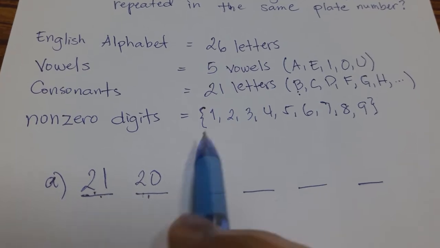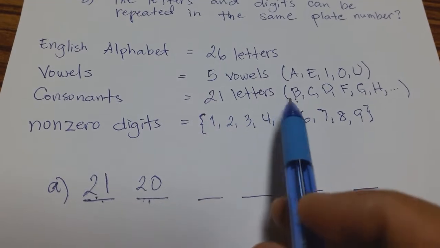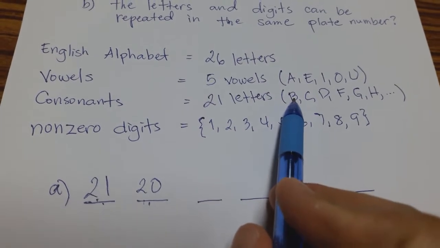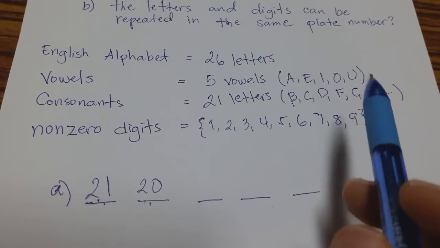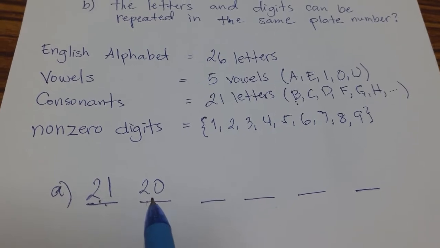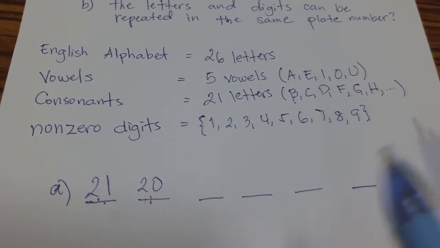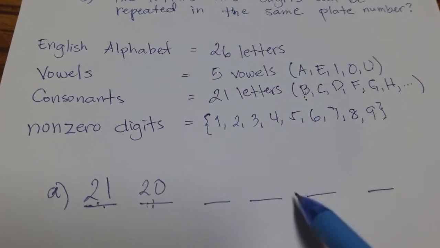First, I have 21 options for the consonants, but since the letters cannot be repeated, if I use B for the first line, I now have 20 more letters to choose. That's why I write 20. Next, for the non-zero digits, 3.